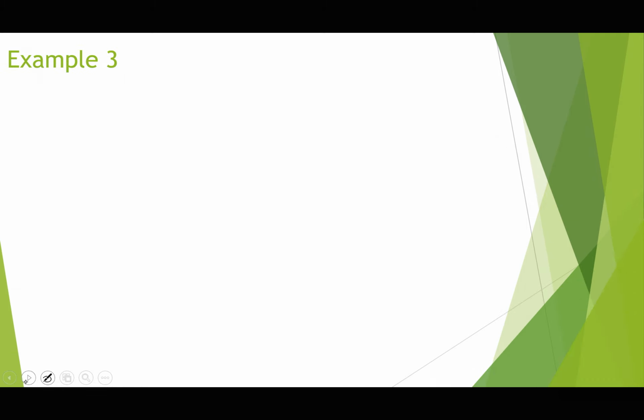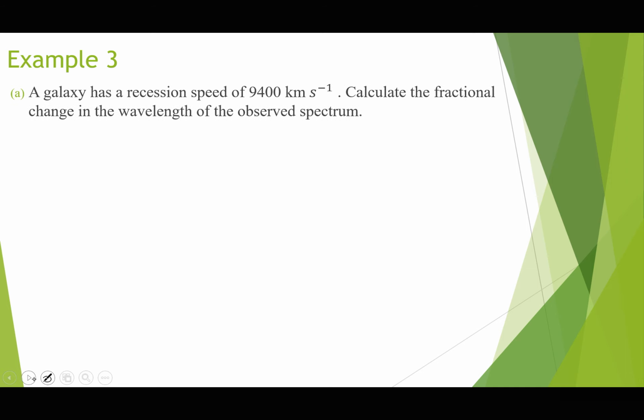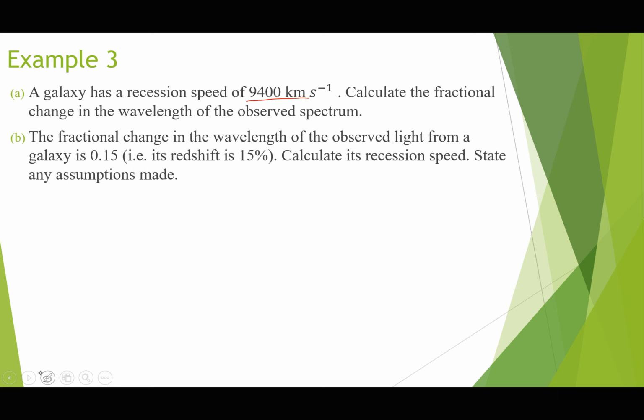Number 3. A galaxy has a rotational speed of 9,400 kilometers per second. Calculate the fractional change in the wavelength of the observed spectrum. Fractional change. Okay. So we know that from the Doppler redshift, I think there is part B. Okay. So for part A, from the Doppler redshift, we want the fractional change in wavelength.